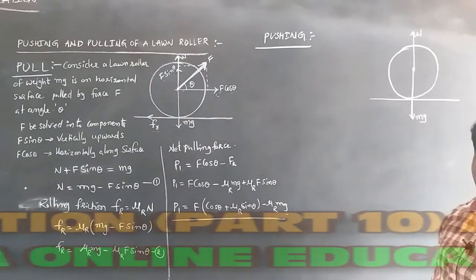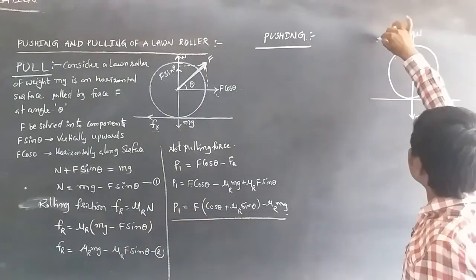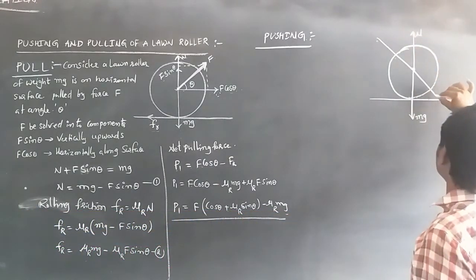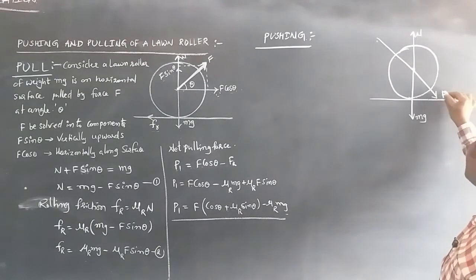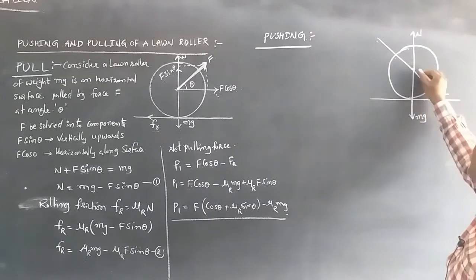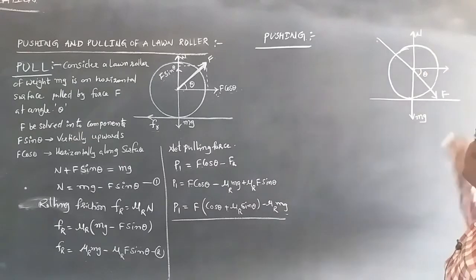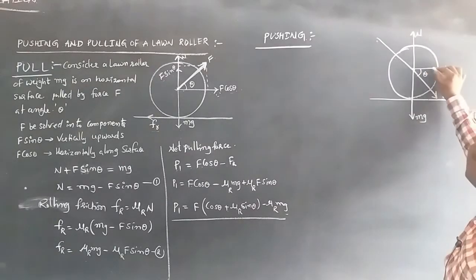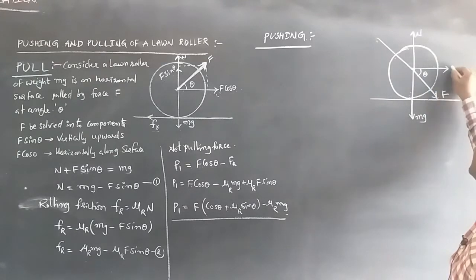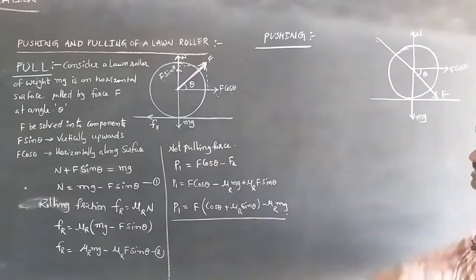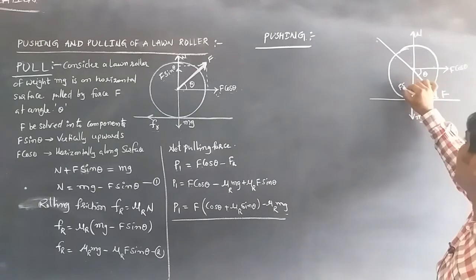Then pushing means when the force is acting in this direction, the resultant force acting in this direction is the pushing force, means the net F is acting in this direction. Whenever it is acted, it makes an angle theta with the horizontal. If we take the components of this force, the horizontal component will be F cos theta, and the vertical component, acting downwards, is F sin theta.